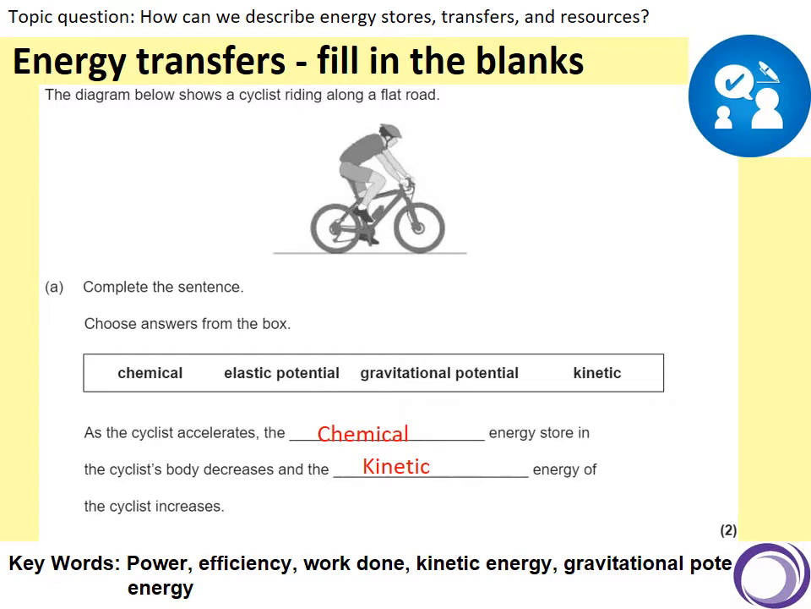So just going through the answers, you should have got, as the cyclist accelerates, the chemical energy store in the cyclist's body decreases and the kinetic energy of the cyclist increases. So the chemical energy store is transferring from that chemical energy, so that'll be from the food that they've eaten, to transfer into the kinetic energy, so the movement energy for the cyclist to move the legs, which then would move the pedals of the bike.